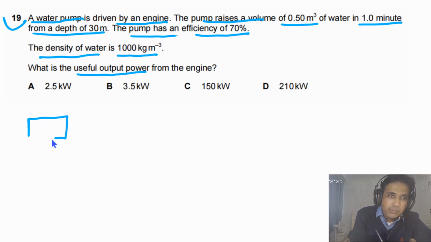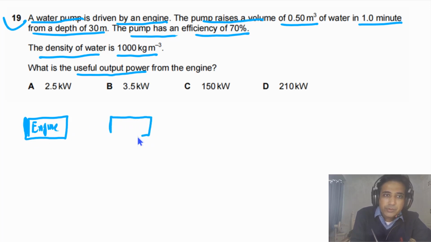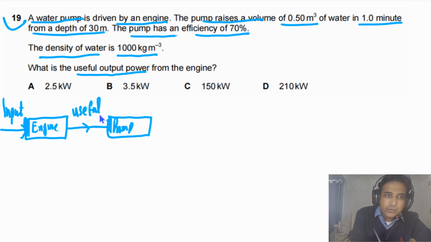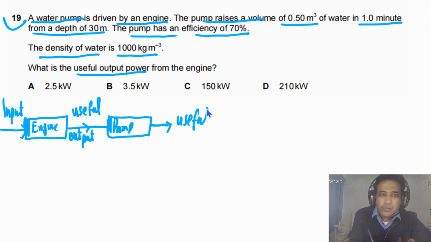First of all, we can simply imagine we have an engine. So you can write down, this one is the engine. This engine is driving a pump, so we can write down here, this is representing a pump. There is input power to the engine. So the engine has some input, and then the engine has output. We are talking about the useful output of the engine. So this is the useful engine output, and here we have the useful output from the pump.